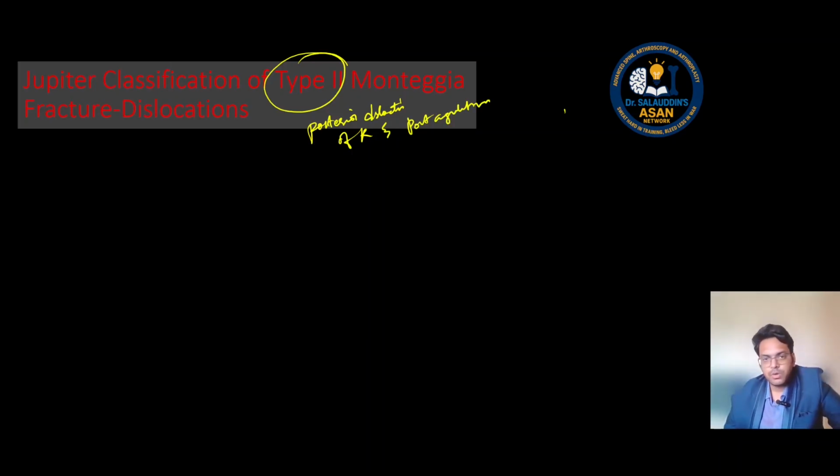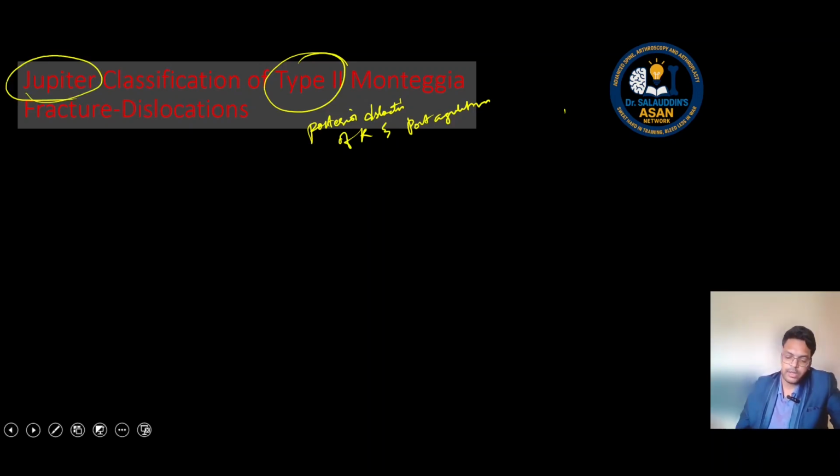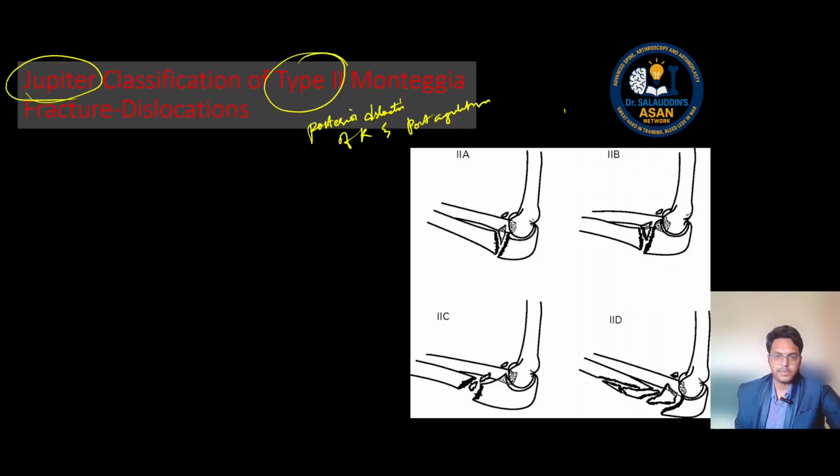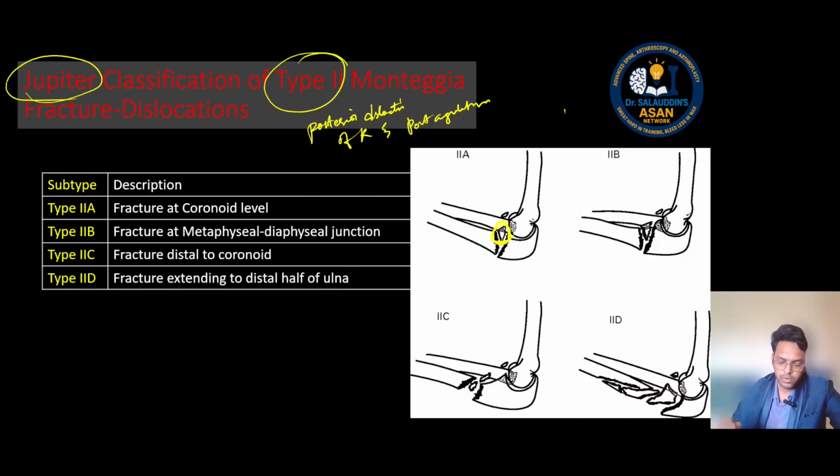Next we have the Jupiter classification of type 2 Monteggia. What is type 2? Type 2 is posterior dislocation of the radial head and posterior angulation of the ulnar fracture. So what are the types in this? Jupiter has subclassified type 2 Monteggia into 4 types. First is when the fracture of the ulna is at the coronoid level. When it is at the coronoid level, it is type 2A.